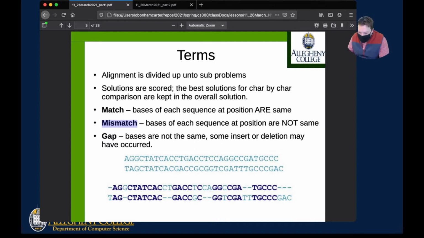So for instance, you can see in the sequences below, my sequence on top begins with an AG. Well, the A from the top sequence and the T on the bottom, that's a mismatch. It's not the same. But a match would be where I have the same base at the same place. If I move on down maybe 5 places, I find there's a T on the top and a T on the bottom. That's a match.